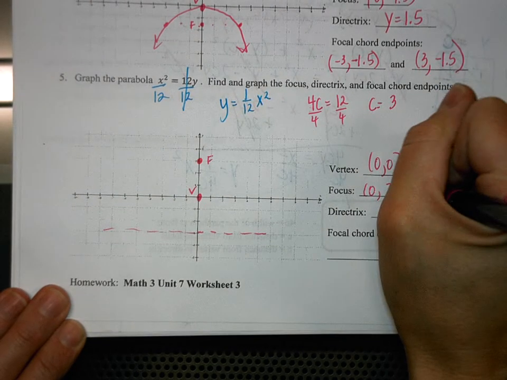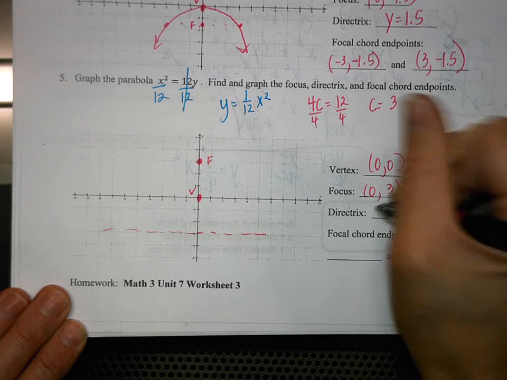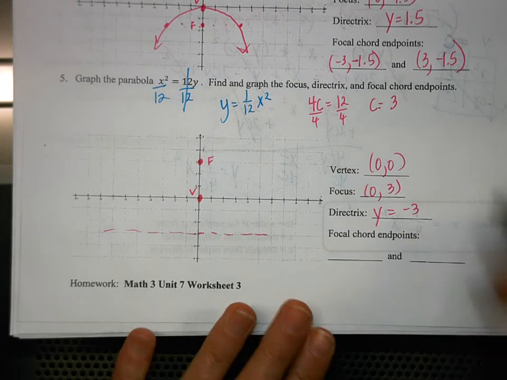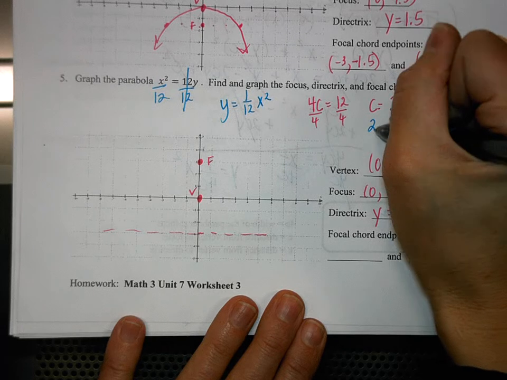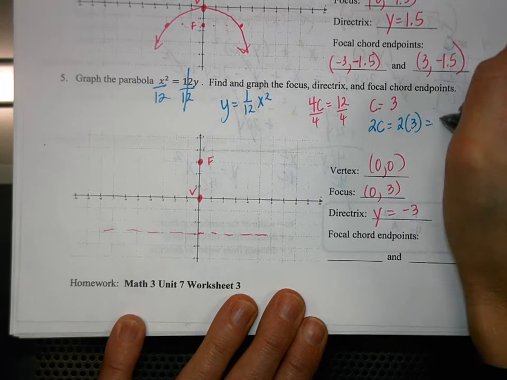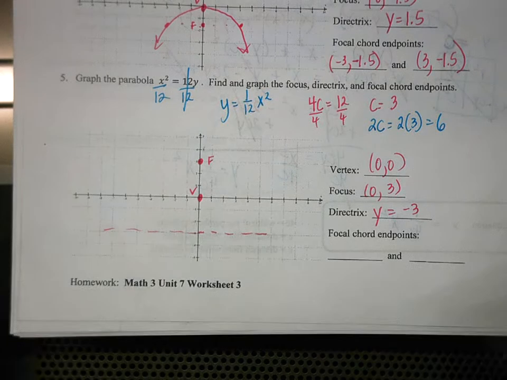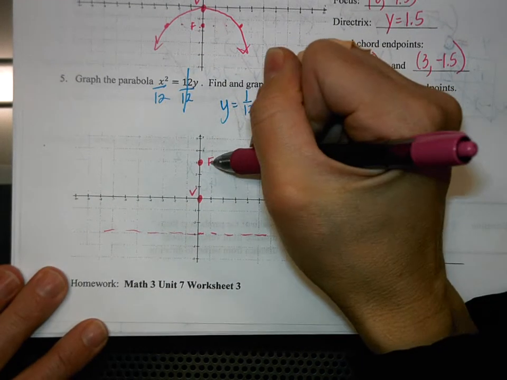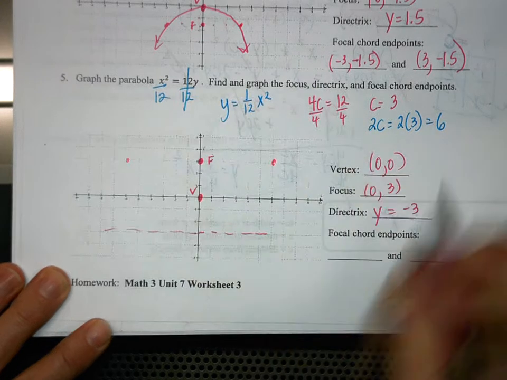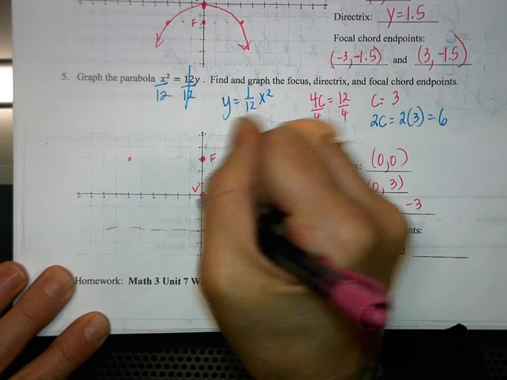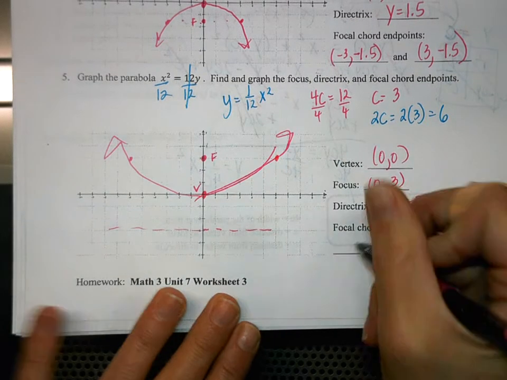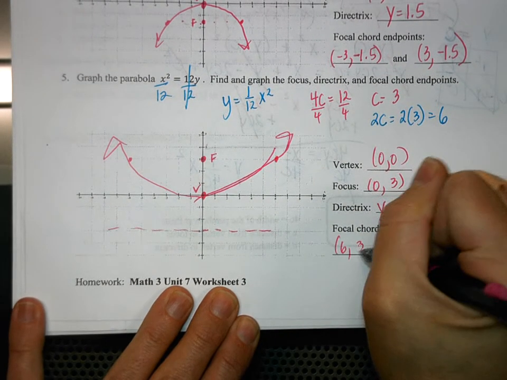My directrix is at y equals -3. And in order to find the distance for my focal chord endpoints, it's always the distance of 2c, and so 2 times 3 equals 6. So I'm going 6 in each direction from the focus. I'm able to make my curve, hopefully you can do that better, make my curve. And the focal chord endpoints are at 6, 3 and -6, 3.